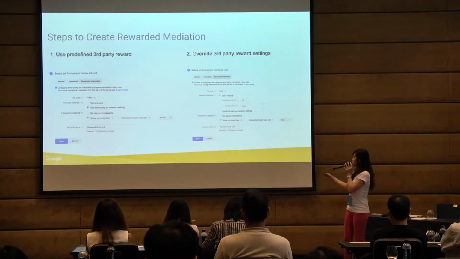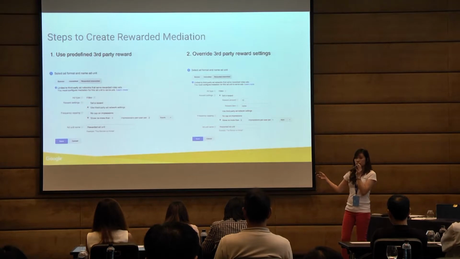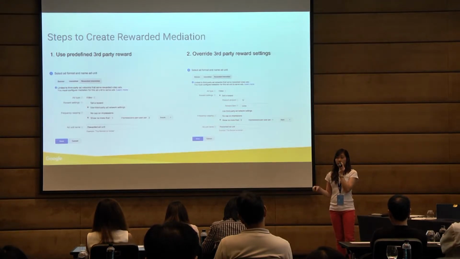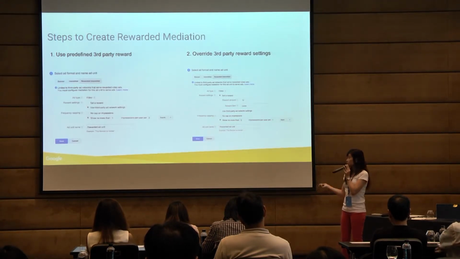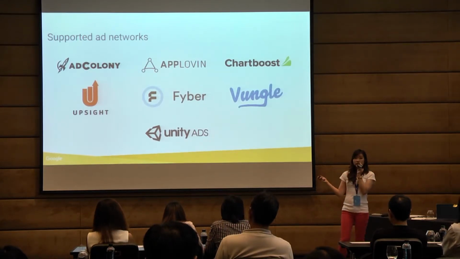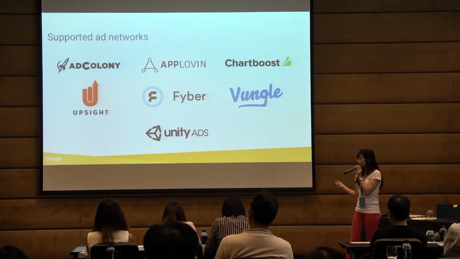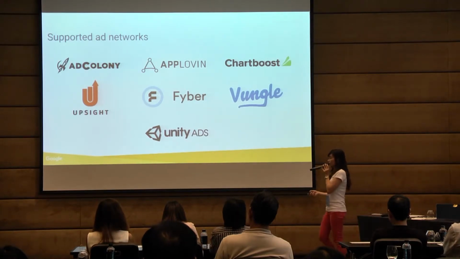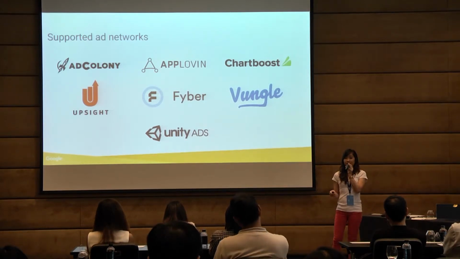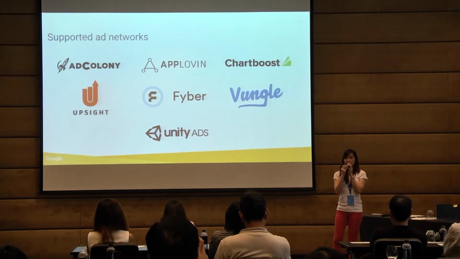And the other option is to set your reward in AdMob. This one will override all of your settings in the third-party network. And these are the 7 ad networks that we are supporting for the mediation. If you want to know more about the rewarded demand that is coming from Google, please let me know later, because it is still in a very, very closed beta right now.